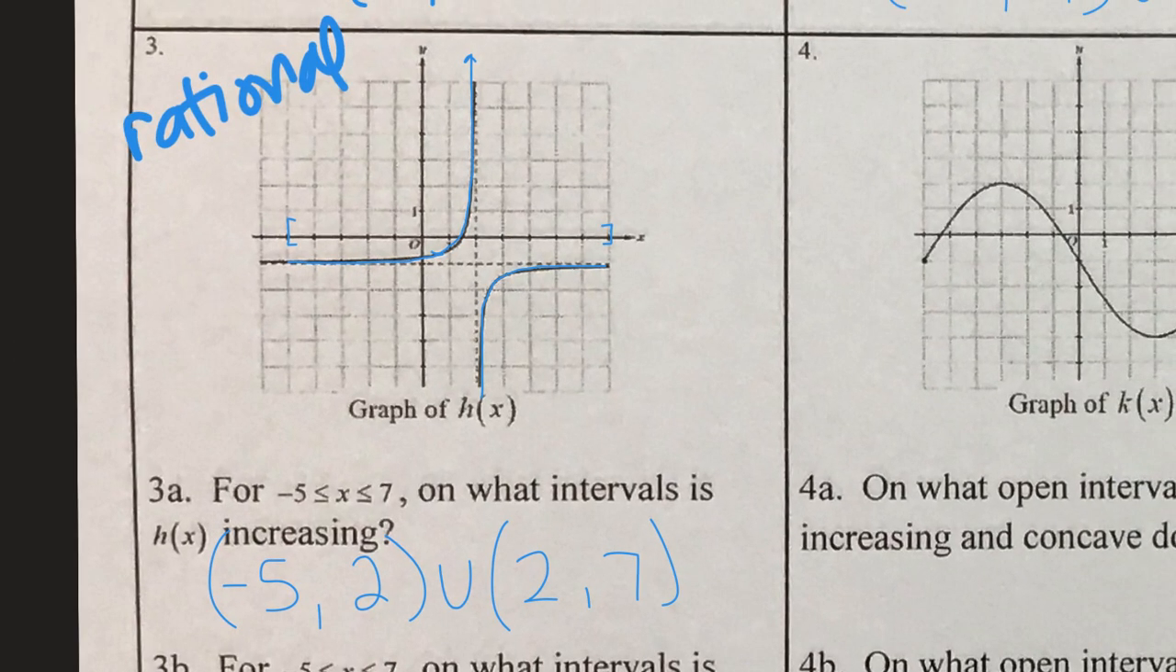And then for what interval is it concave up? It's concave up over here on the left side. This does not exactly look parabolic, but it is increasing. So concave up from -5 to 2. And then on the right side, that graph is all concave down.